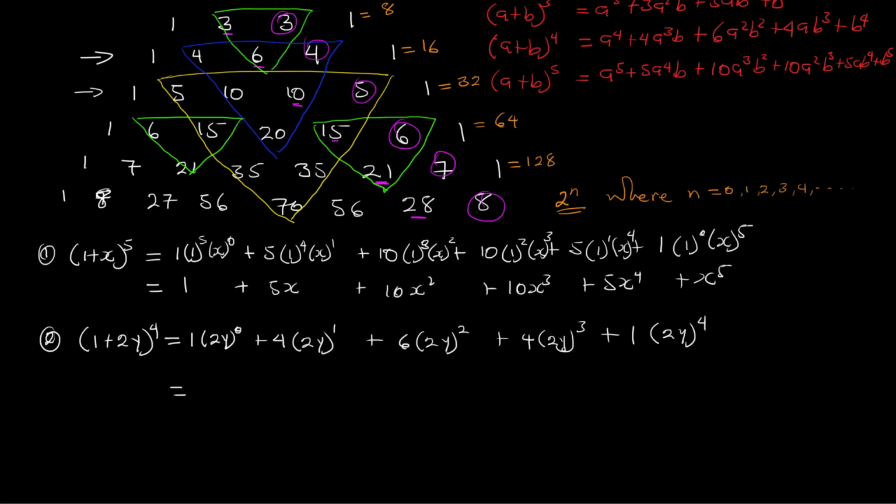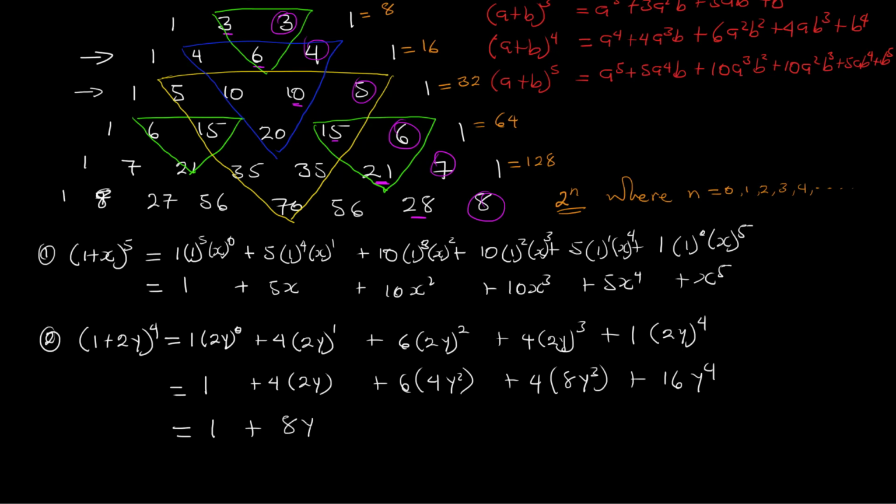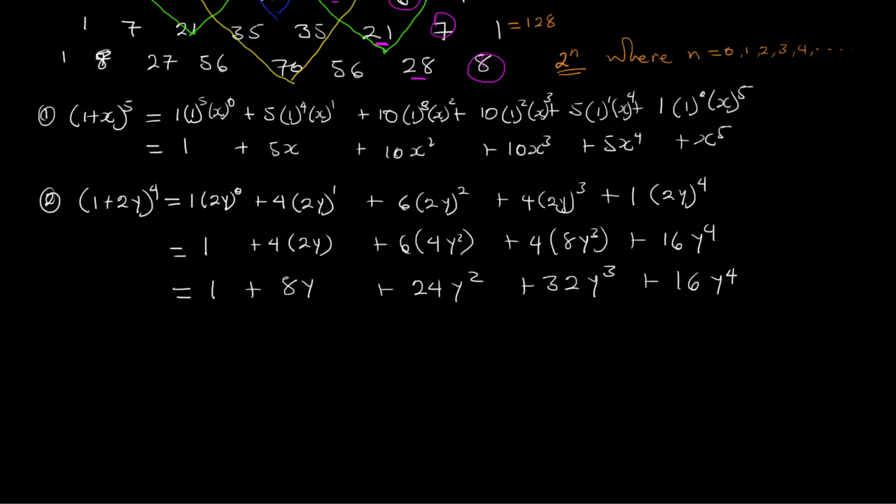On evaluating, we would get 1 plus 4 into 2y plus 6 into 4y squared plus 4 into 8y cubed plus 16y to the 4. So 1 plus 8y plus 24y squared plus 32y cubed plus 16y to the 4. This will be the expansion for 1 plus 2y to the power 4. So we are using the Pascal triangle to expand the binomial 1 plus 2y as we have seen.